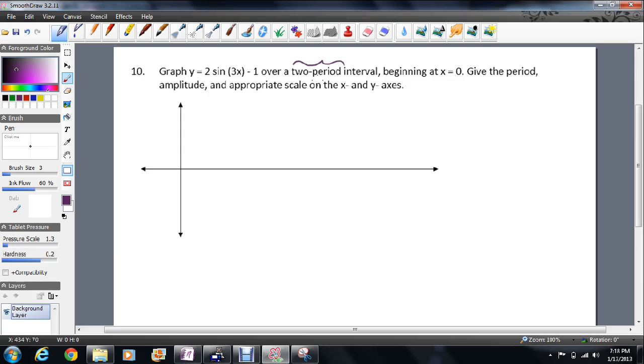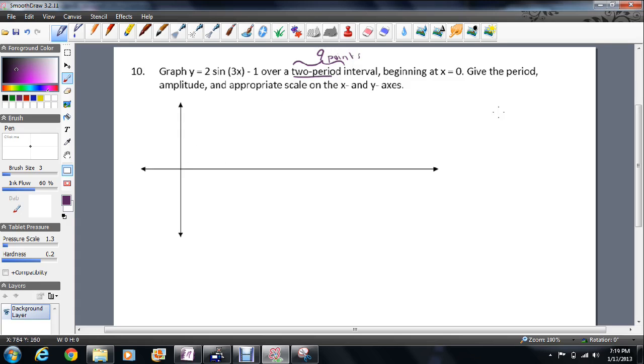When it says 2 periods, a little trick here: 1 period, if you think about going around the unit circle, if you start at 0, then 90, then 180, 270, and back to 360, that's 5 points. If we go one more time around the unit circle, we're adding 90 to 360, that would be 450, 540, 630, and then 720. That's going to give us a total of 9 points over a 2 period interval. So again, in short, 2 period interval, 9 points.